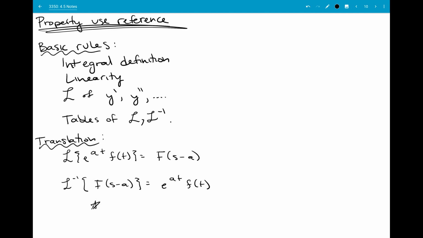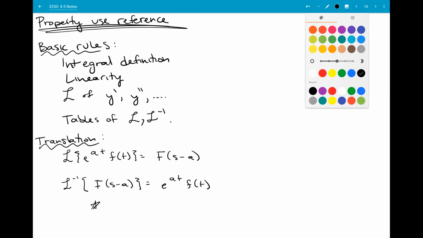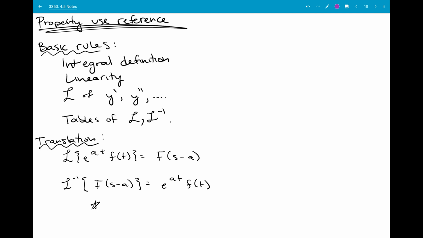So the basic rules we covered on that first day of guided self-exploration: you learned the integral definition for Laplace transforms. And to that one I say avoid if possible. I don't like that property. Most of the things where the integral is manageable for you already appear in the Laplace transform table, so this won't get a whole lot of use for you.